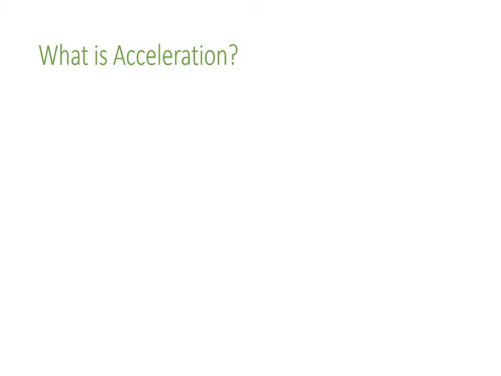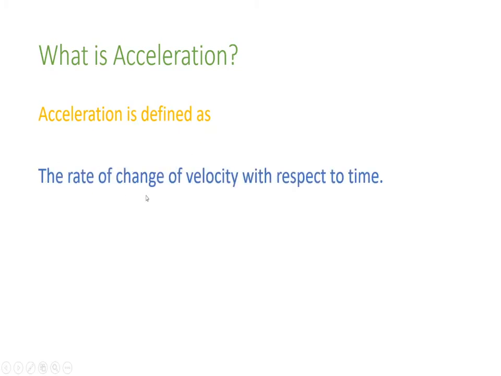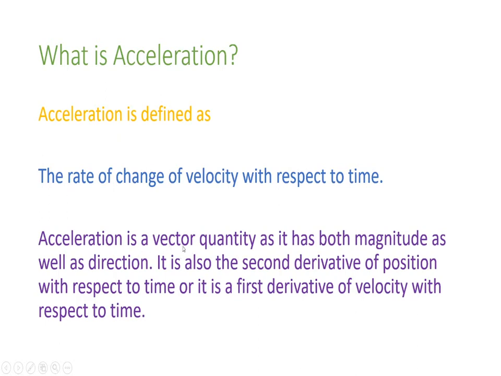What is acceleration? Acceleration is defined as the rate of change of velocity with respect to time. Acceleration is a vector quantity as it has both magnitude as well as direction. It is also the second derivative of position with respect to time, or the first derivative of velocity with respect to time. But as you know, acceleration is of two types: one is uniform acceleration and another is non-uniform acceleration.